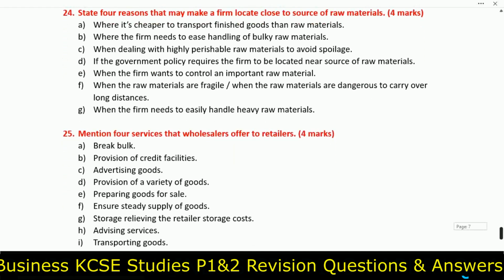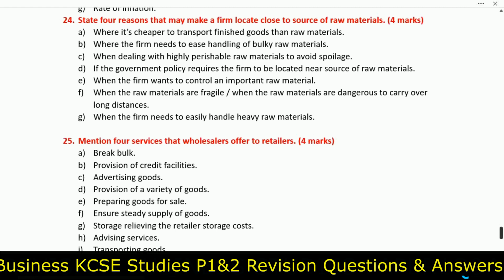Go to question number 24. We are told state 4 reasons that may make a farm locate close to the source of raw materials. Why can some farms locate close to where they get the raw materials? Number 1, where it's cheaper to transport finished goods than raw materials. Next, where the farm needs to ease handling of bulky raw materials. Next, when dealing with highly perishable raw materials to avoid spoilage.